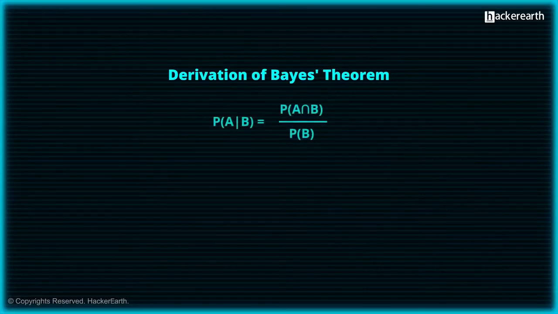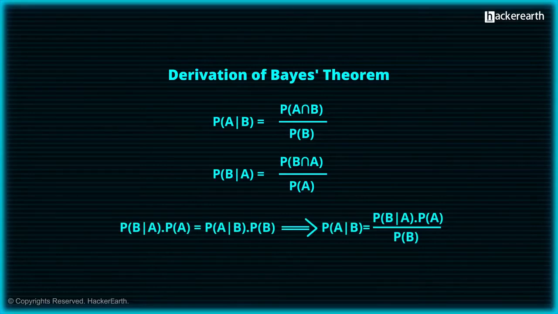The conditional probability, P of A given B, is equal to P of A intersection B upon the probability of B. Here, P of A intersection B is the joint probability distribution of 2 events, A and B. Similarly, P of B given A is equal to P of B intersection A upon the probability of A. Now, combining both the equations, we get P of B given A times P of A is equal to P of A given B times P of B. Shuffling the terms, we get P of A given B is equal to P of B given A times P of A divided by P of B, and hence Bayes' theorem.